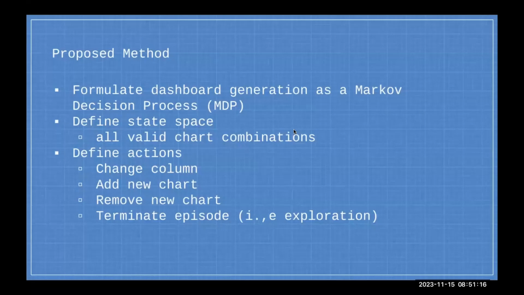The authors propose to formulate the problem of dashboard generation as a Markov decision process, also known as MDP. An MDP is a mathematical framework for modeling sequential decision-making under uncertainty. In the context of dashboard generation, the state space of the MDP is a set of all possible dashboards. The action space of the MDP is a set of all possible dashboard modifications, such as adding a new chart, removing a chart, or terminating the exploration.